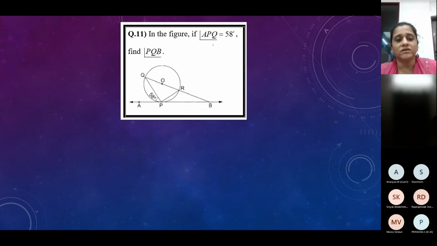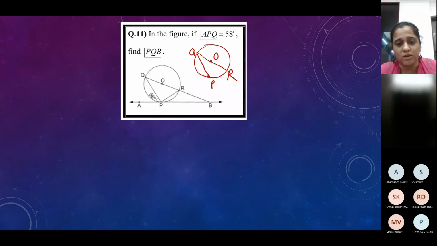I'll tell you again. This is the diameter, because it passes through O. There is a point P on the circumference of the circle. Join the ends of the diameter to the point P like this. Then this angle is 90 degrees. Angle in a semicircle is a right angle. I think Shreyas was trying to say, so this is 90 degrees. By the alternate segment theorem, this is 58 degrees.